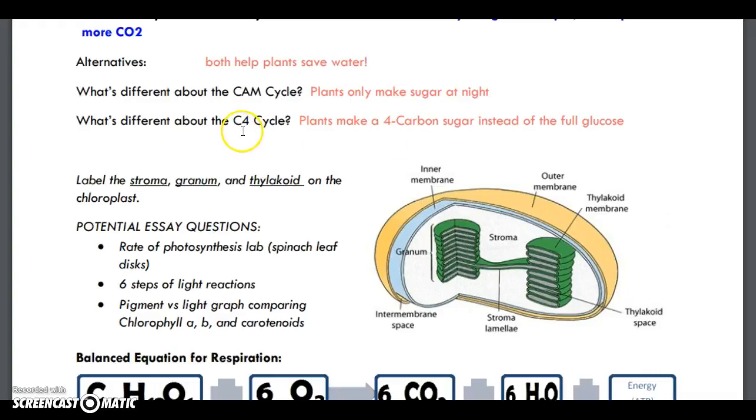C4 means carbon 4. So instead of making the full glucose molecule, they're just making C4, a 4-carbon sugar, which is much simpler and requires a lot less water loss.